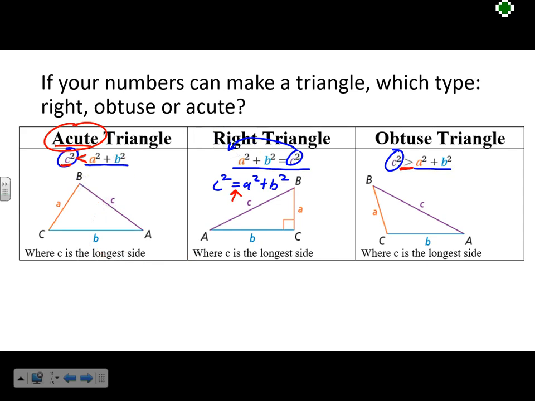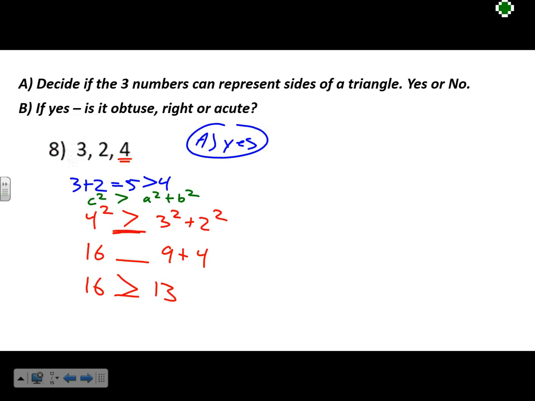And again, that's what I was talking about before, where since we write it that way, since we start with the longer side, I think it's easier to remember, because if it's greater than, it's obtuse. So B, this is an obtuse triangle. And that's all there is to this. Don't make this harder than it is.